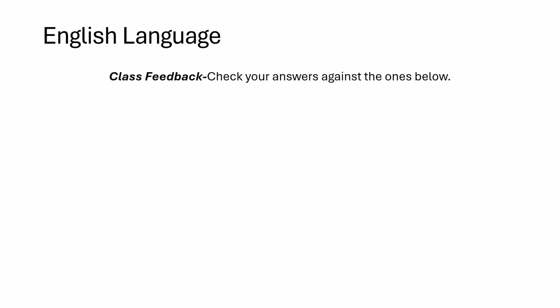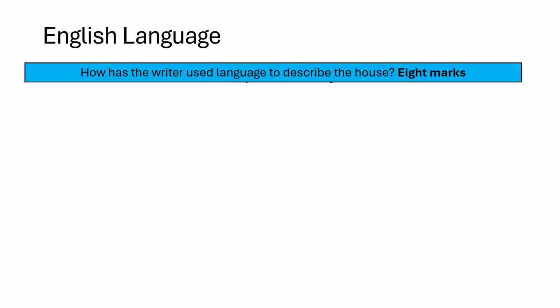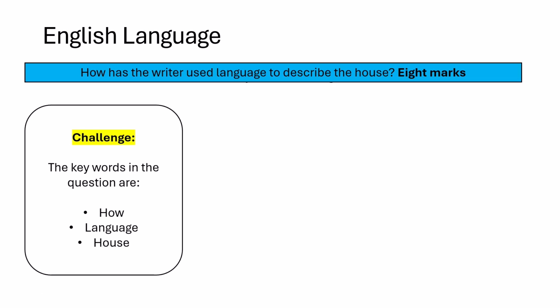Class feedback. Check your answers against the ones below. So here is our question. How has the writer used language to describe the house? And it's worth a total of 8 marks. So for the challenge then, some of the key words in the question were words like how, language and house.